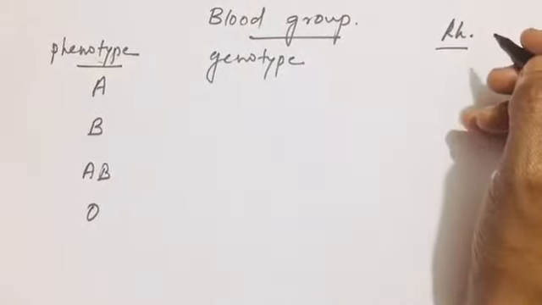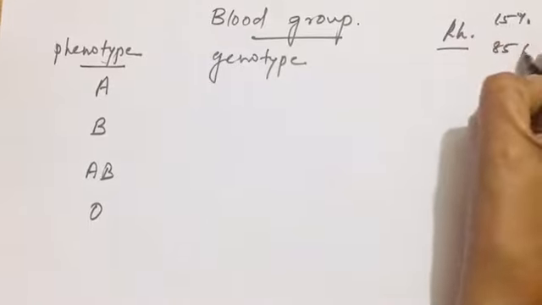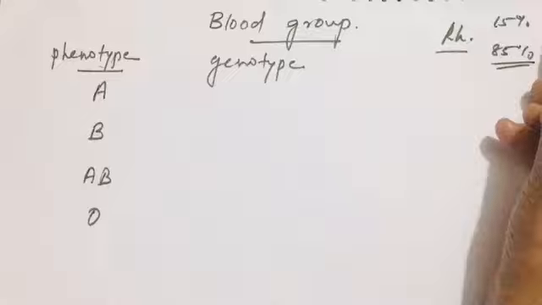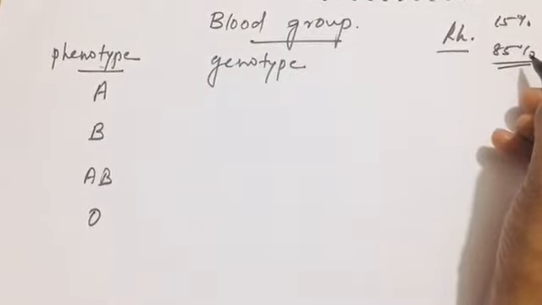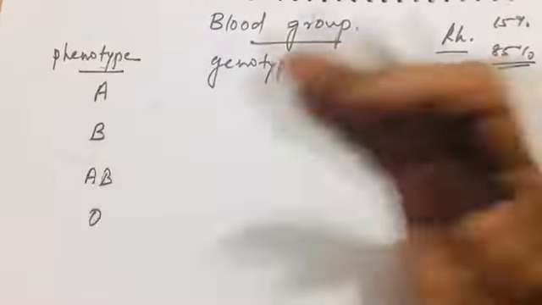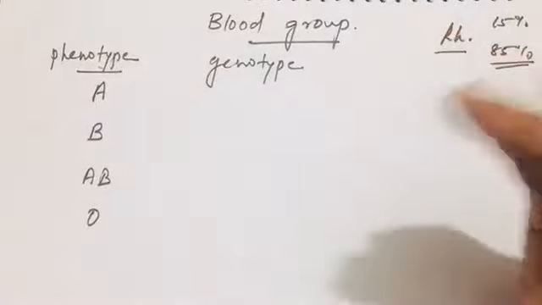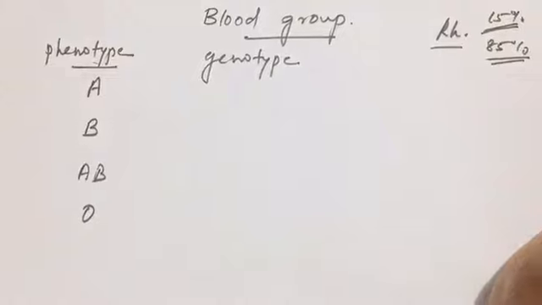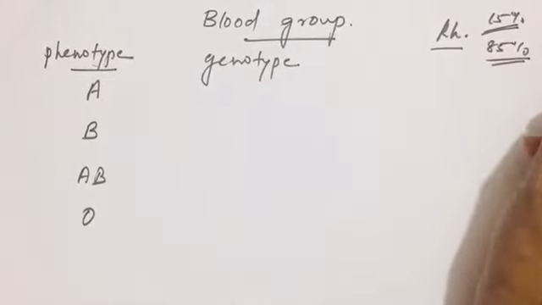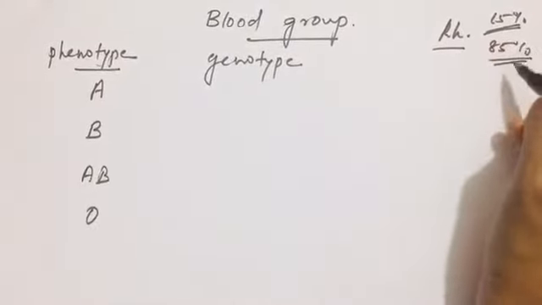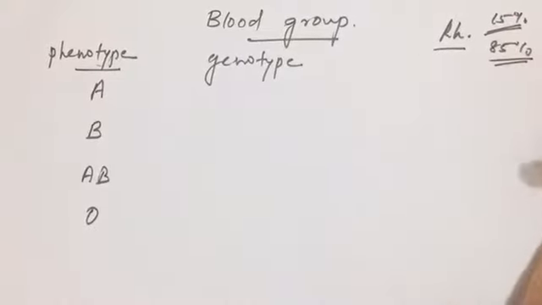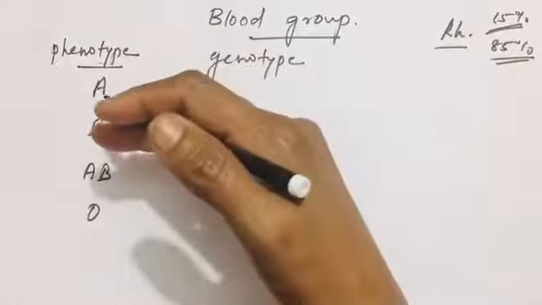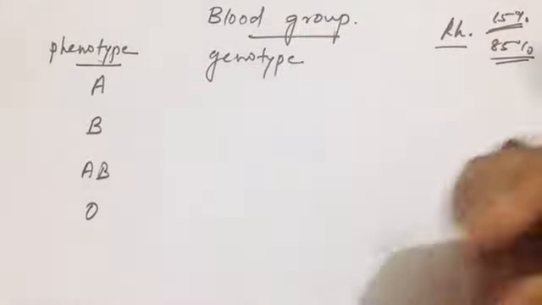In the world human population, 85% of people possess the Rh factor. They are the positive ones. Whether it is A, B, AB or O, they belong to the positive Rh group. Whereas the remaining 15% of people do not have the Rh factor in their blood. That is why they are called negative, so either A negative, B negative, AB negative or O negative.